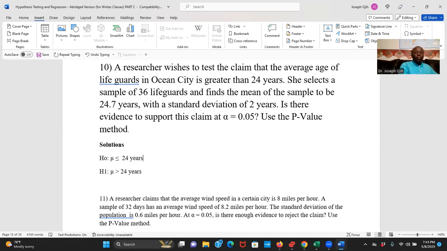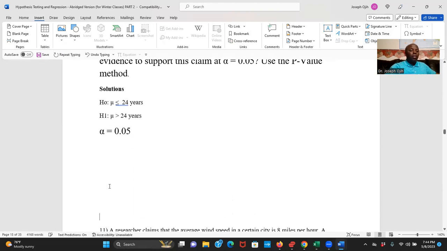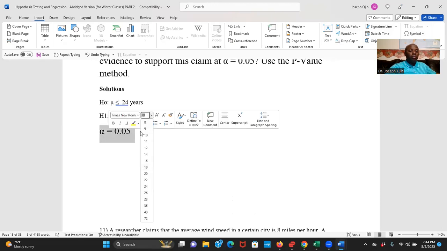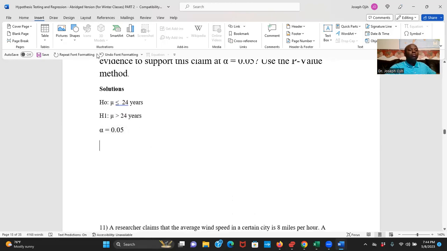So then our alpha is 0.05. That's right there. 0.05. I can make it become more like the other one. Okay. If you are seeing this.